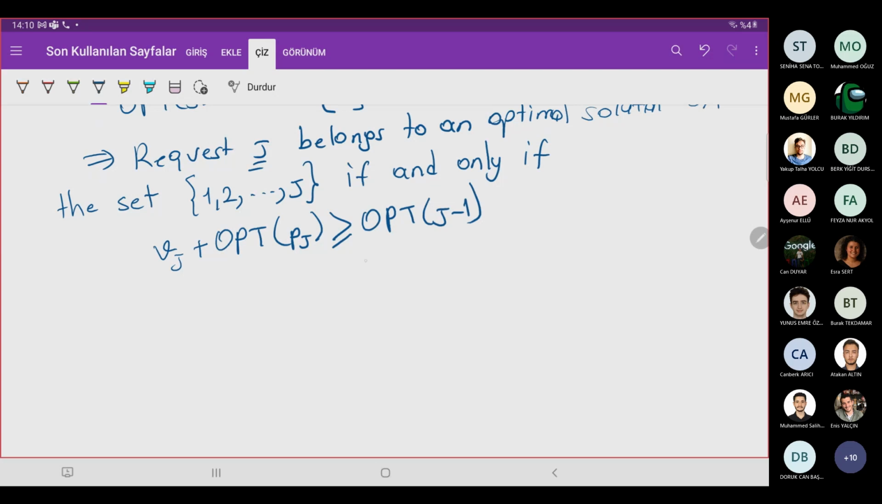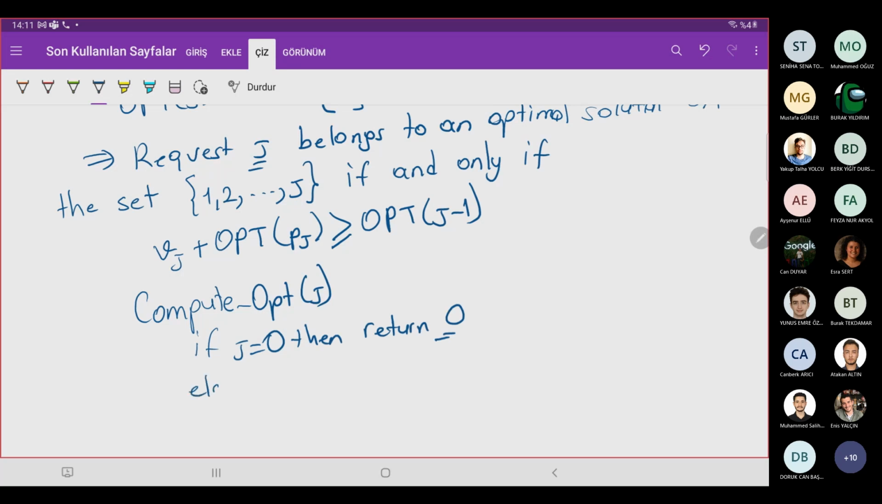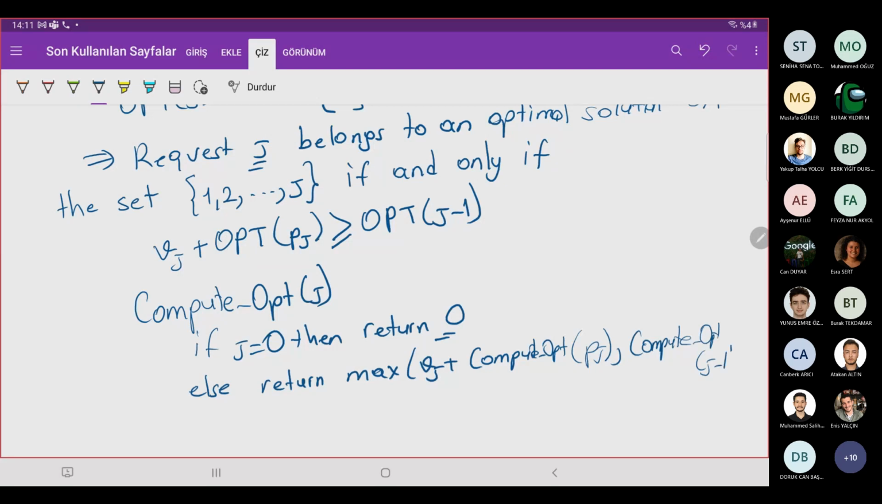So this way, I can write the pseudocode for my algorithm as follows. Compute opt j: if j equals 0, then return 0. Else, return the maximum of Vj plus compute opt Pj, sorry, compute opt pj, and compute opt j minus 1.